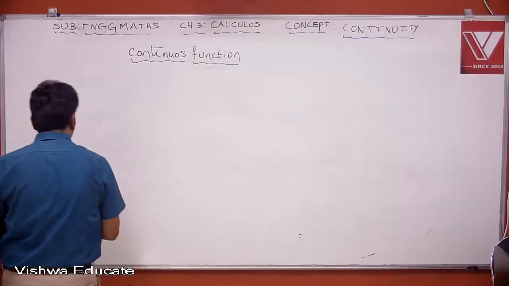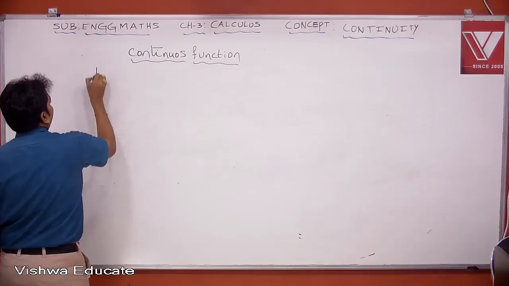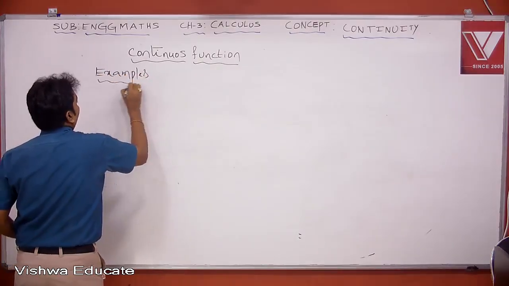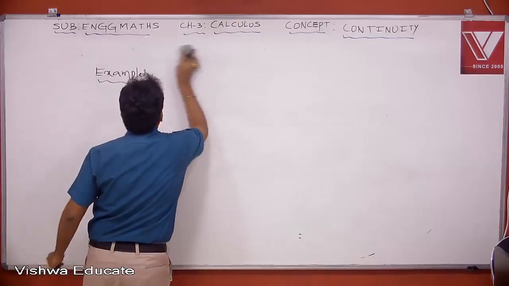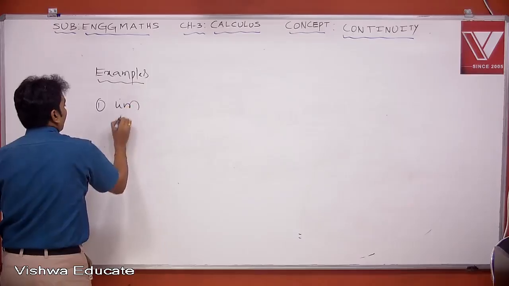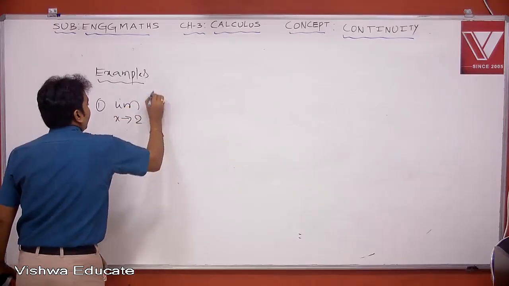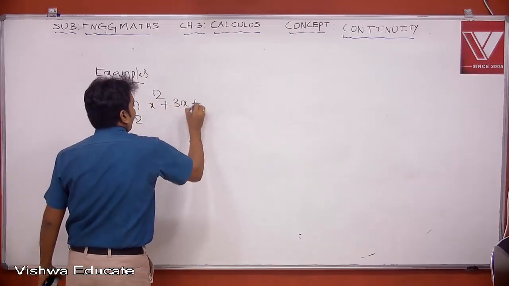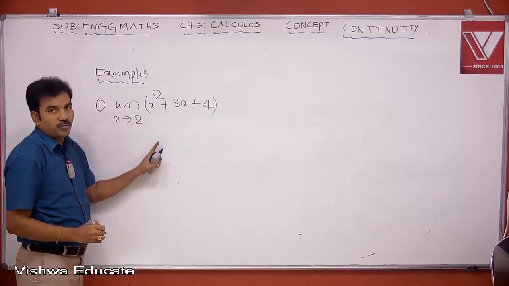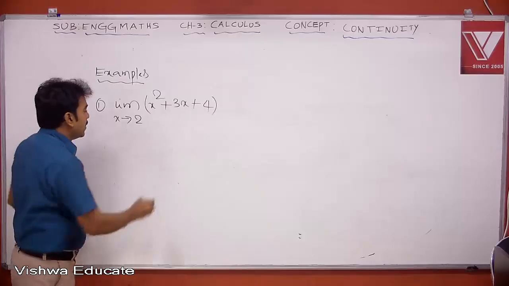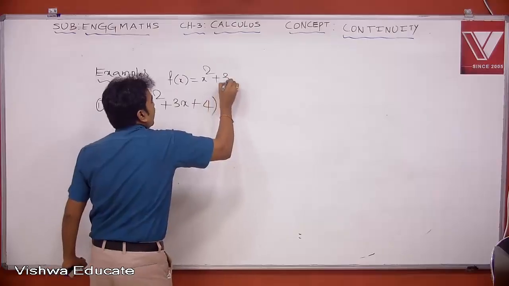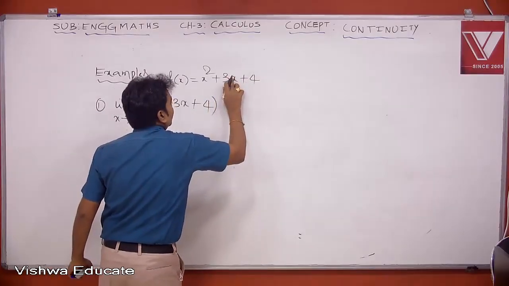Now let us discuss examples of continuous functions. Very, very important examples. Let us start with a basic polynomial example. Suppose I want to calculate limit x tends to 2, x square plus 3x plus 4. See, this is my function. So what is f of x? x square plus 3x plus 4.